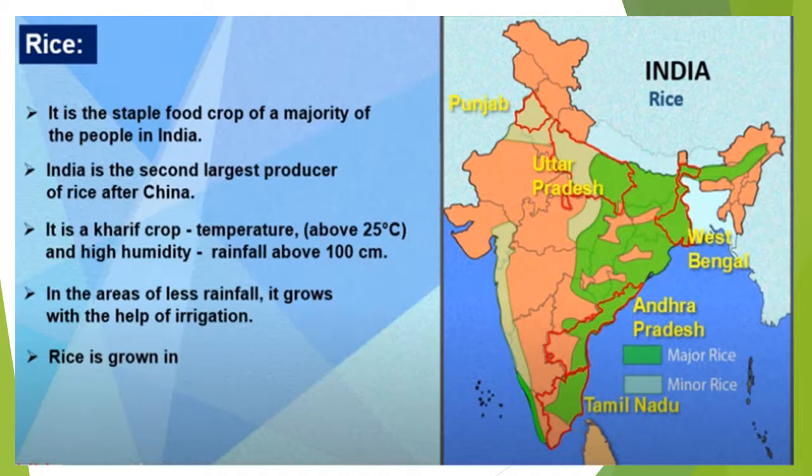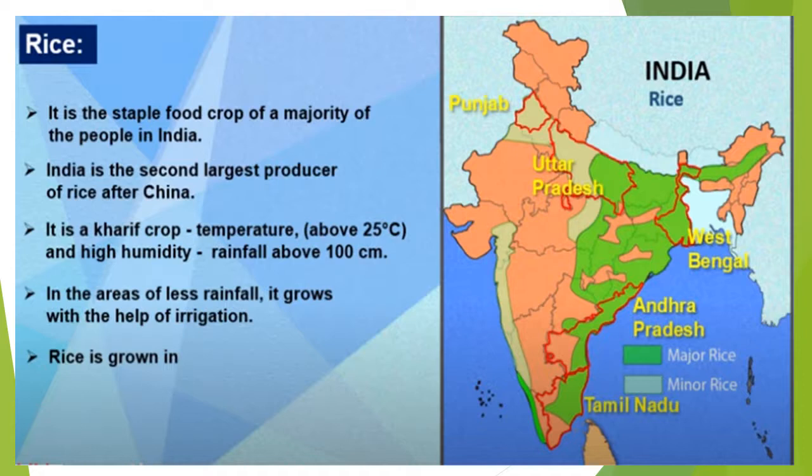Rice is a Kharif crop. As you all know, rice is a Kharif crop because it is grown in the June month. As soon as the monsoons arrive in India, the farmers grow rice in their fields. So in the month of June, the farmers raise the crops of rice. And this rice crop requires a temperature of about 25 degrees Celsius and an annual rainfall of about 100 centimeters.